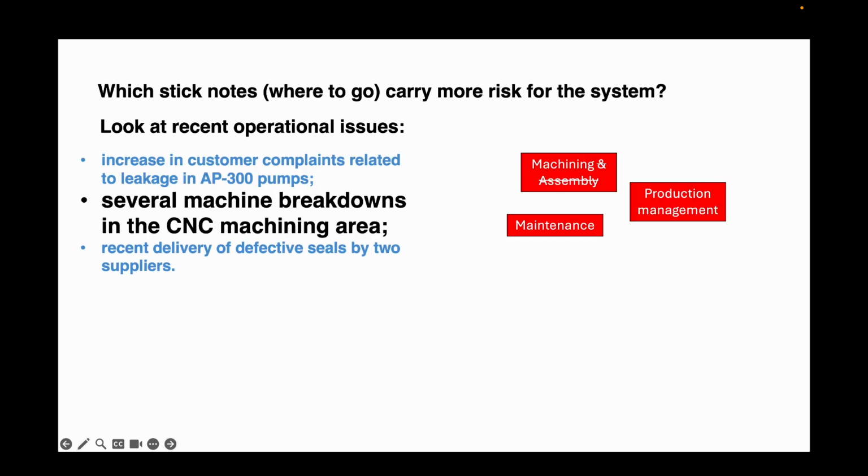Now, let's look at the machine breakdowns in CNC machining. That pushes machining to the front, of course. But not only that, it also brings in maintenance because I want to understand equipment reliability and response. And it brings in production management because recurring instability should trigger planning decisions, prioritization, and escalation. So one operational issue already opens up a wider system trail.